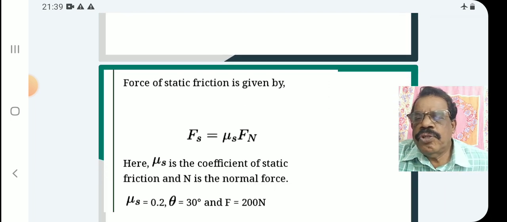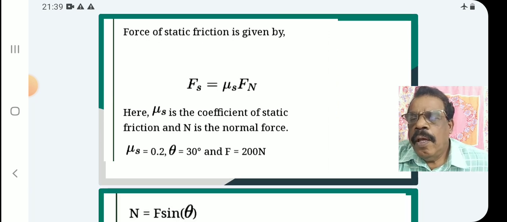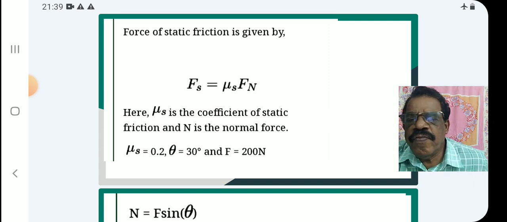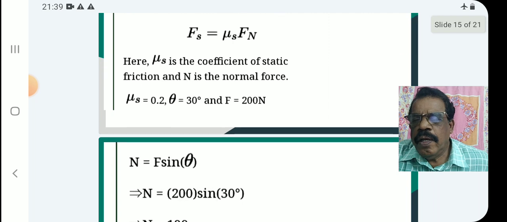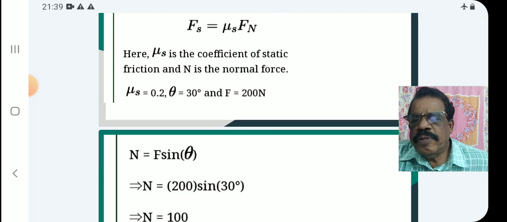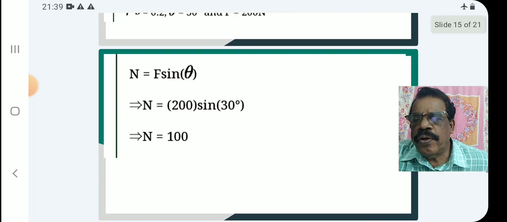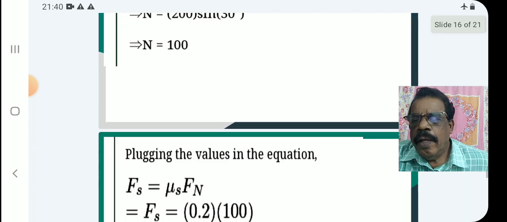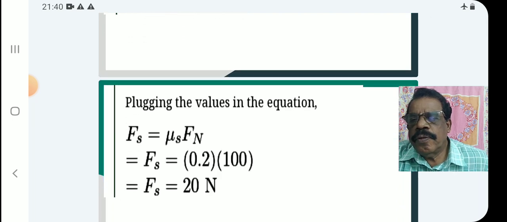അപ്പോൾ നോക്കിയേ, force of static friction is given by Fs is equal to mu into Fn. Here, mu s is the coefficient of static friction and N or Fn is the normal force. Mu s is 0.2, theta is 30 and F is 200 Newton. Therefore, N or Fn is F sin theta, that is N is equal to 200 into sin 30. Sin 30 is 1 by 2, so N is equal to 100, or Fn is 100.